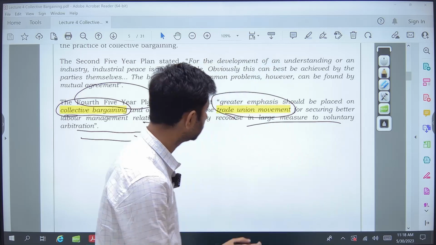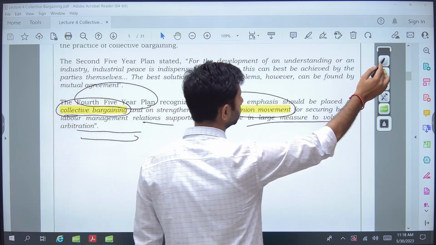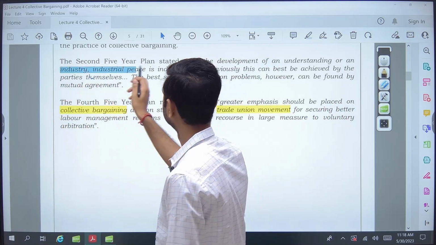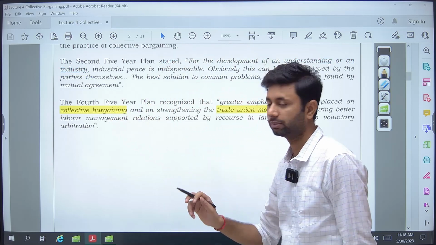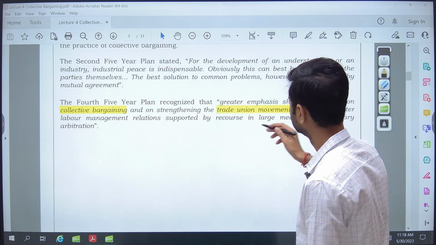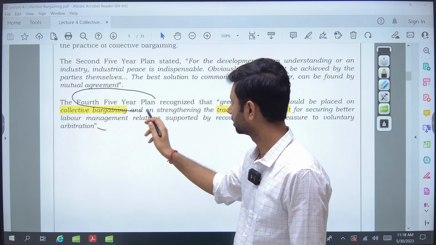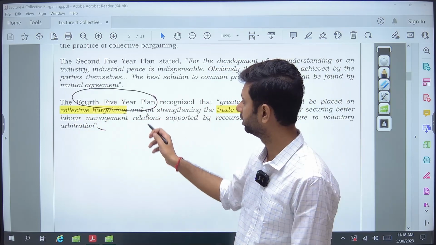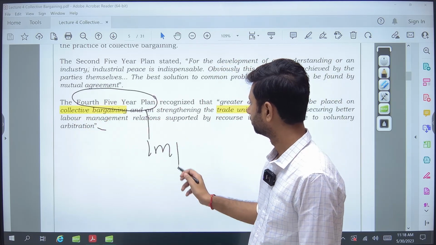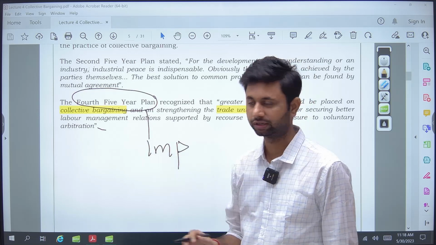Okay, so you can learn about these things, the second 5-year plan and the fourth 5-year plan. Especially the fourth 5-year plan explicitly mentions collective bargaining. This can be an important question: which plan mentions collective bargaining in India?